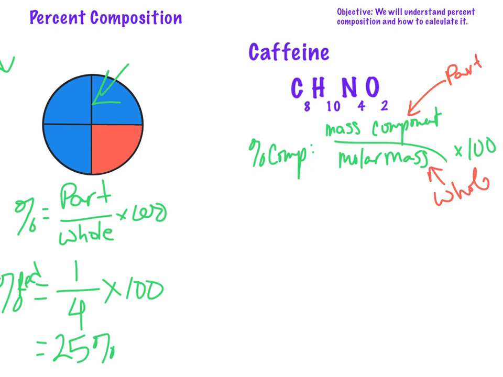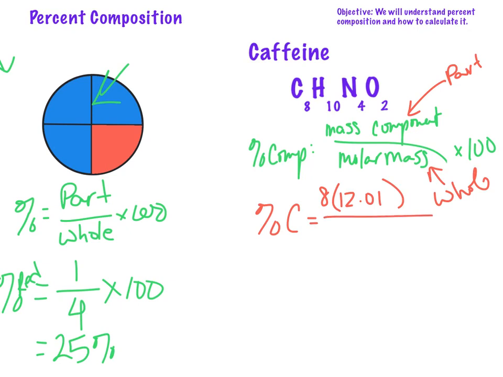If you understand what a percent is, then percent composition is no different. So for example, if I want to do the percent carbon of this compound, I'm going to say, okay, there's 8 carbons and each carbon has a mass of 12.01. Well, that's the mass due to the component, over the molar mass.